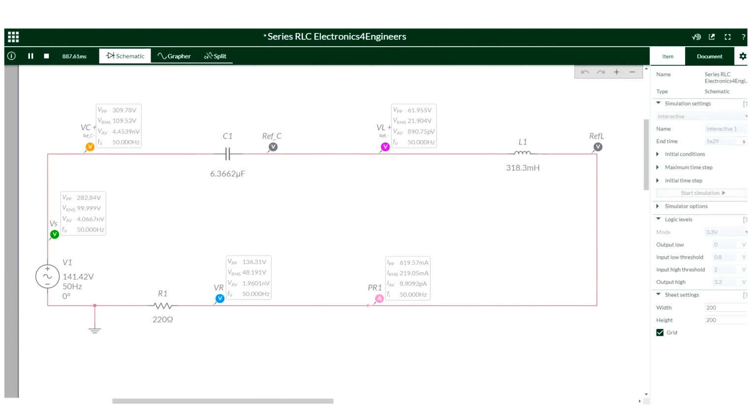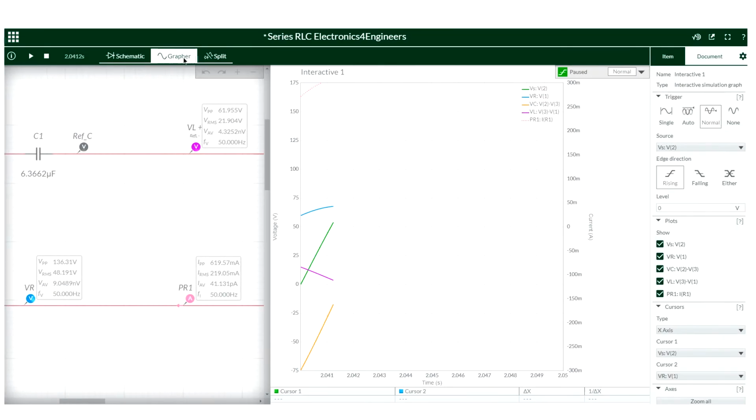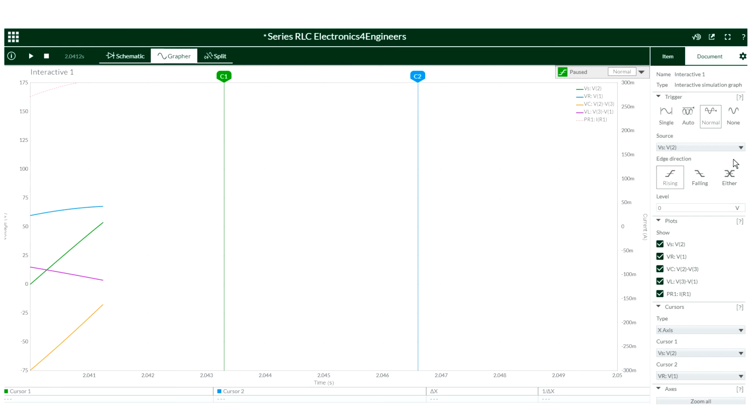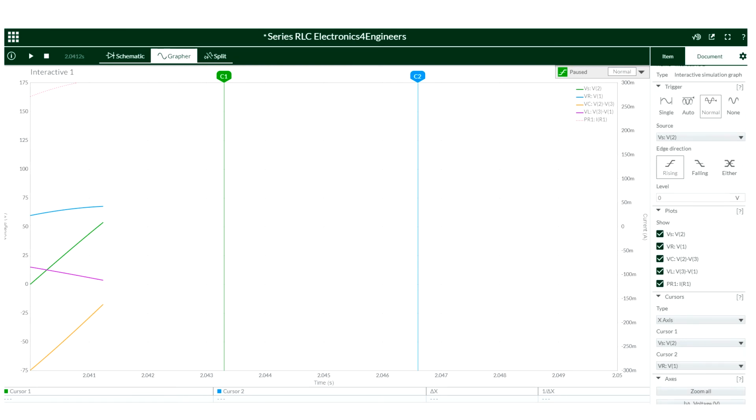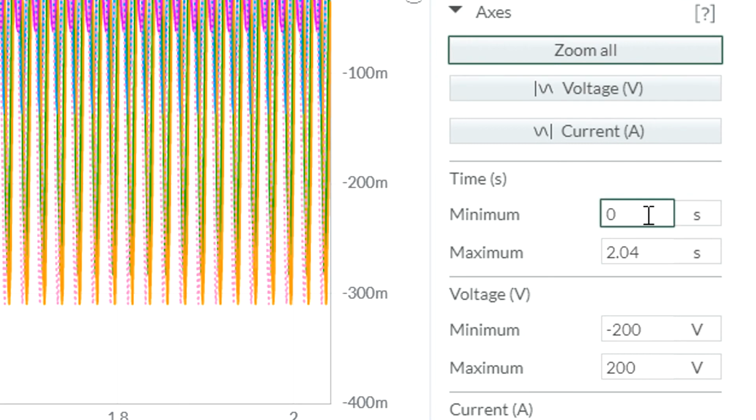It makes it easier. And we can see that VR is 48.19 volts, the inductor voltage is 21.9, the capacitor voltage is 109.53 volts, and the series current is 219.05 milliamps. So we've worked it out correctly. But just remember to change your voltage back to 100 volts if you're going to look at the graphs. So click on Grapher, zoom all, and now we're going to find the phase angle.